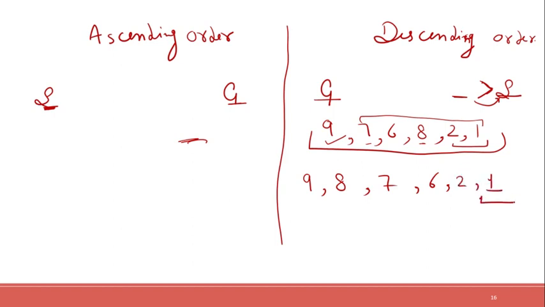That means this is the smallest number and this is the greatest number. That means we can say that ascending order is the opposite of descending order, because here we are taking the smallest number first, and here we are taking the greatest number first. So let's talk about the sign also.